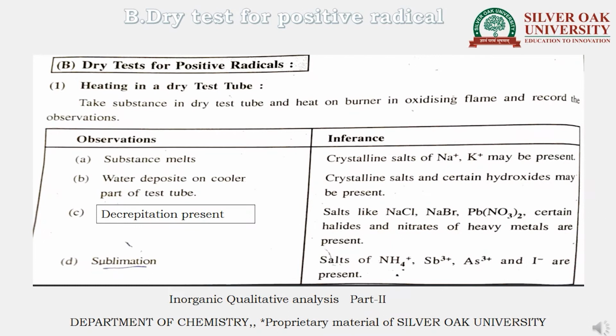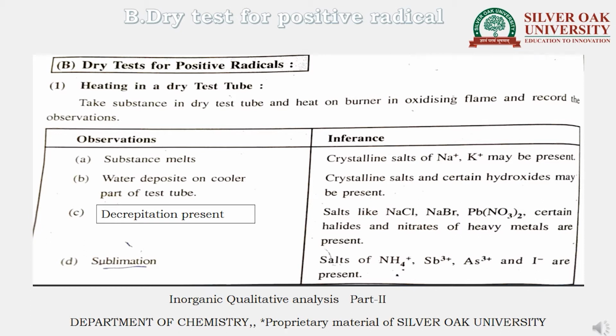Now let's move to the second part of our preliminary test. It is a dry test for positive radical, and the first one is heating in a dry test tube. That is, you have to take a little bit of your unknown salt, heat it in your dry test tube and record the observation.